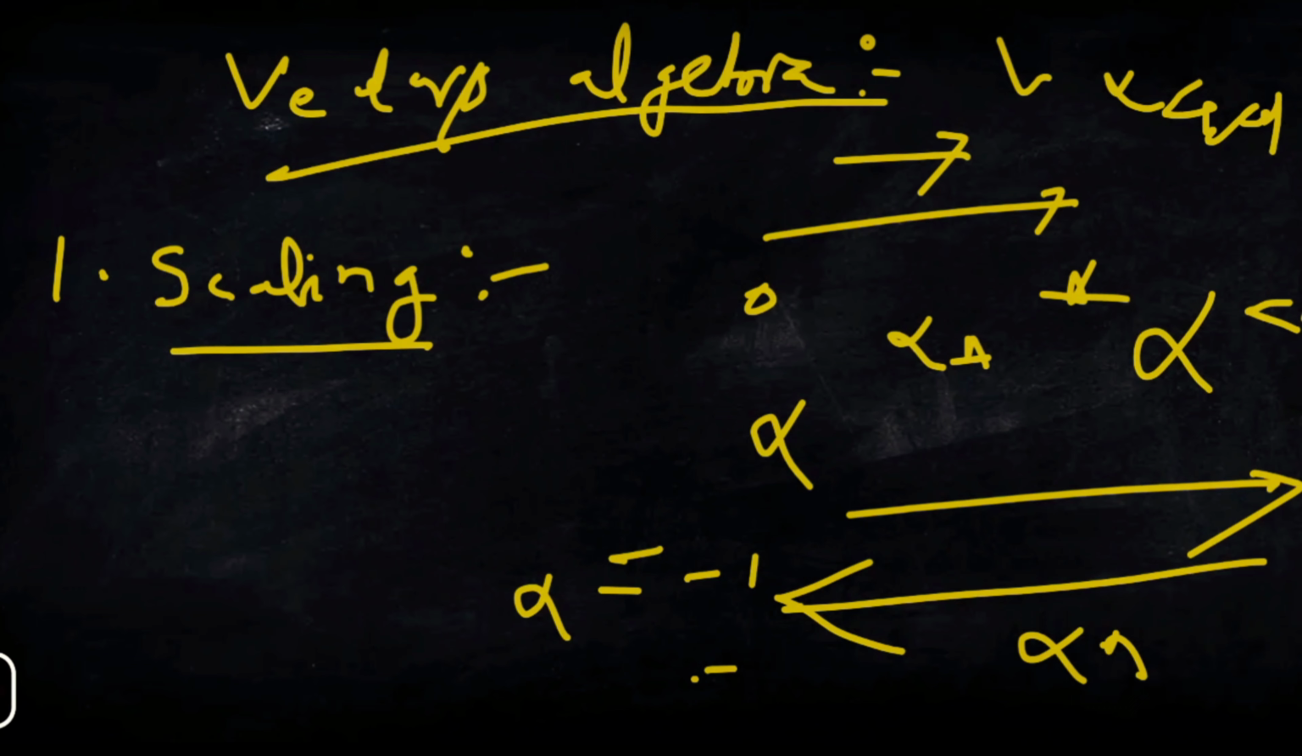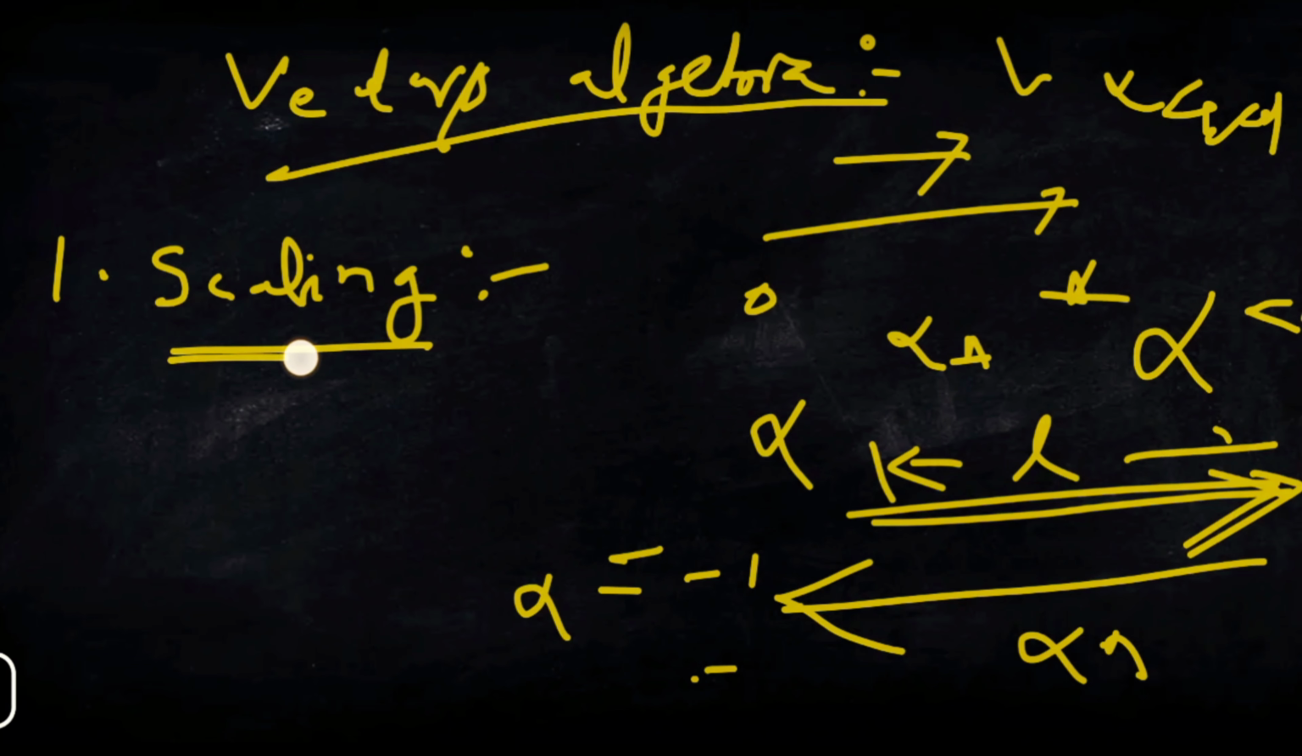Now we go for addition of vectors. Before that, what is scaling? The multiplication of a vector by a scalar is known as scaling. When the scalar is positive, only the magnitude, that is the length of the vector, changes, not the direction. If it is minus 1, the direction changes. Multiplying with a scalar is nothing but scaling of a vector. Now we go for addition of vectors.